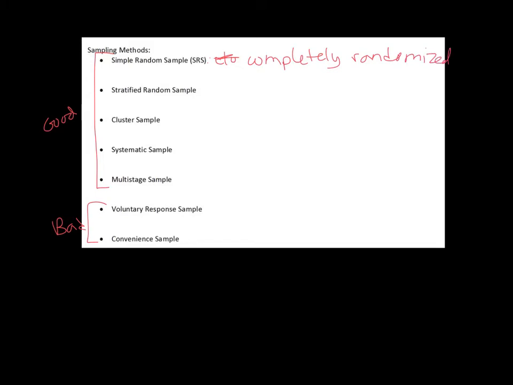And there's going to be a few things that are important. The first thing being that every single person or every single item that you're sampling has the same probability of being chosen. So they have equal chance of being chosen for the sample.